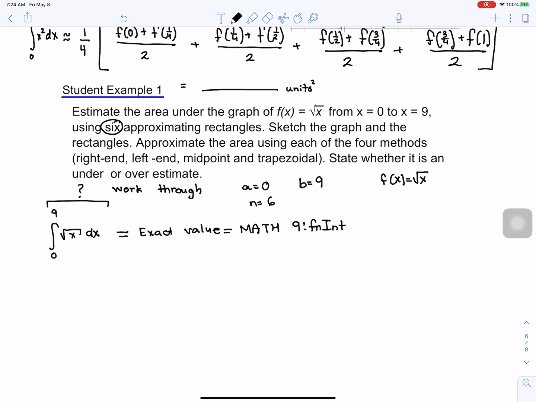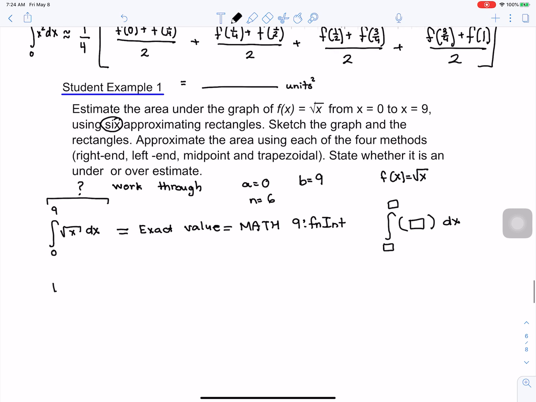It will give you a blank box here, a blank box here. It'll give you a bracket with a blank box here, and then it'll have a dx on the outside, and you just carefully type everything in, and that will give you the exact area. Then you're going to do your left approximation, your right approximation, your midpoint approximation, and your trapezoidal approximation. You can compare these answers to the actual answer here, and decide is the answer bigger or smaller than what it should be.